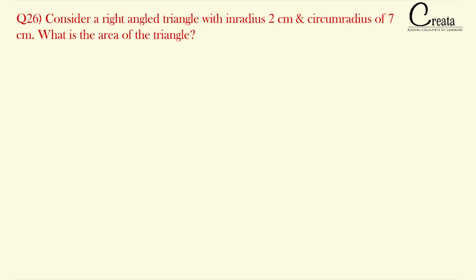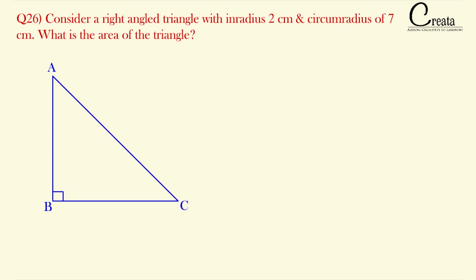In this question, we have to consider a right angle triangle. Let's have a right angle triangle ABC, which is having a 90 degree angle at B. In this question, inradius for this triangle ABC is given as 2 cm. Let's denote the inradius as small r, which is equal to 2 cm, and the circumradius, that is capital R, is given as 7 cm. And in this question, we have to find the area of the triangle ABC. Let's see how to approach the question.